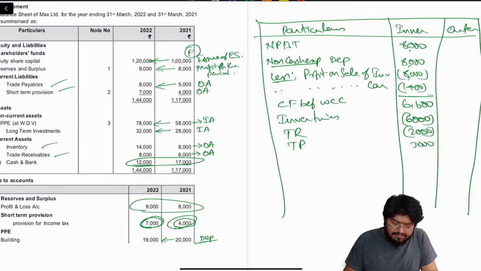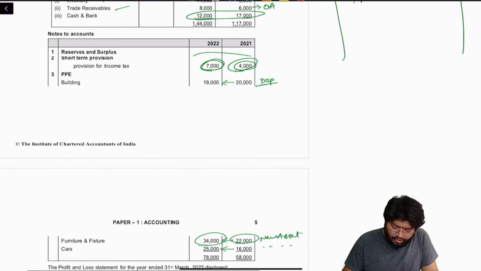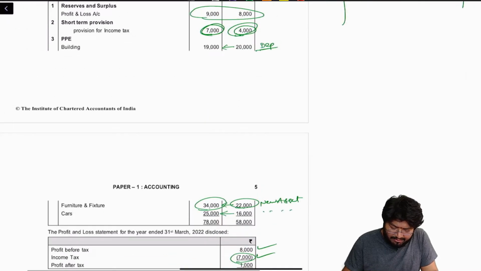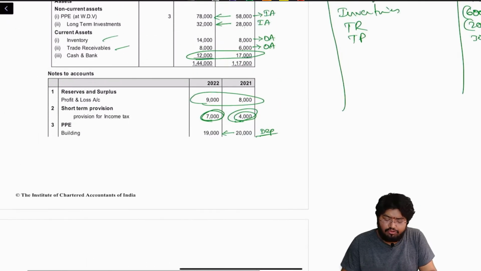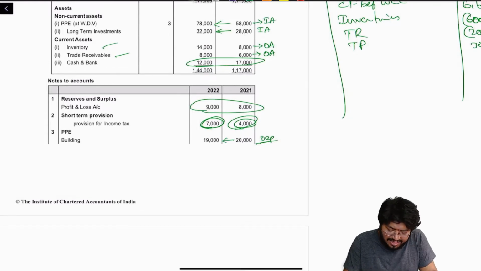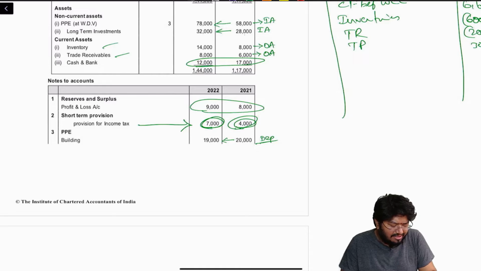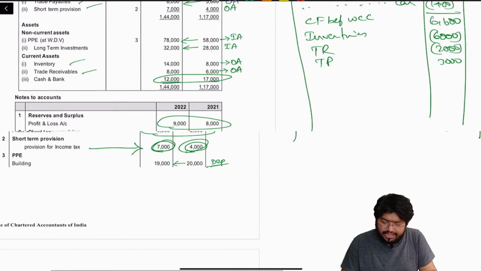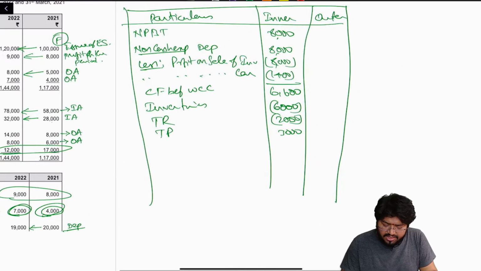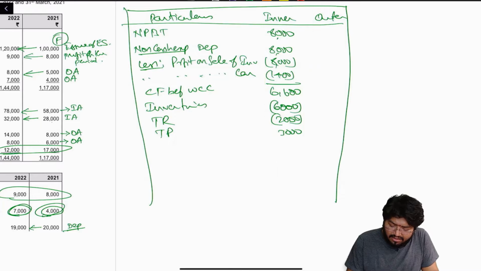Next, with respect to short-term provision, if I don't know anything about the details of those short-term provisions, I would have considered that as it is. But here he says it is specifically about taxation. So with respect to tax, anyways, we are going to do elsewhere. Yes or no? Income tax paid is something which we will do. Hence, you need not consider it here. Okay. Now, at this juncture, what you get is called as what?